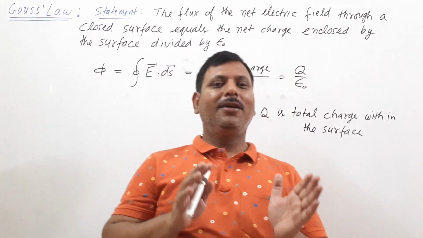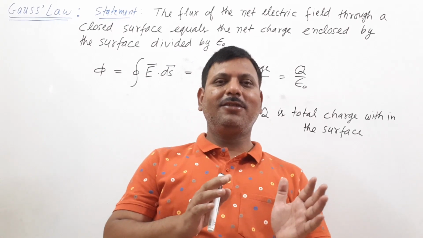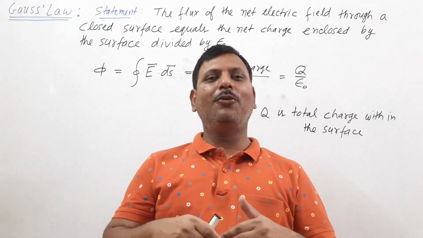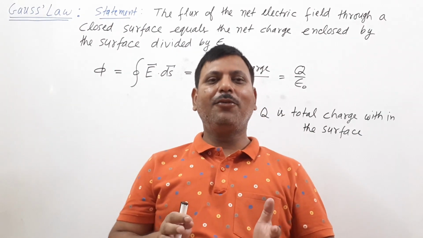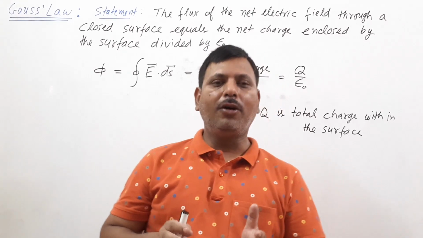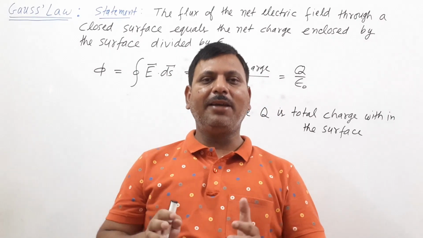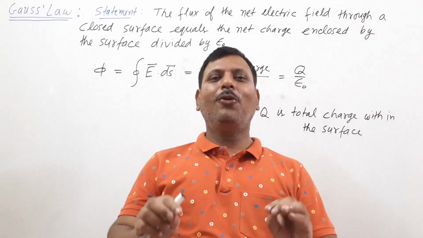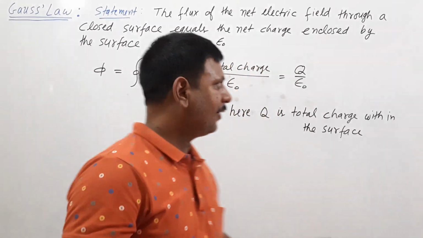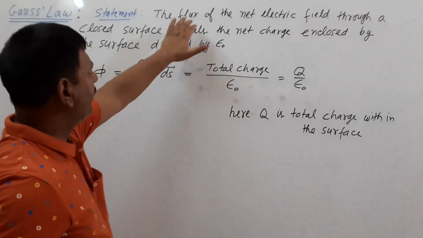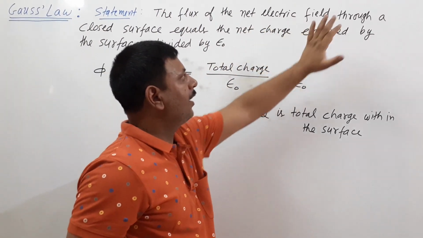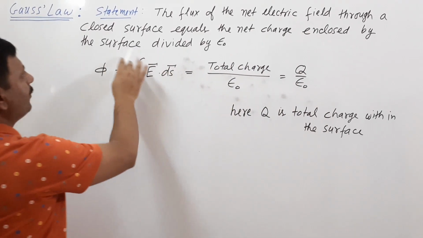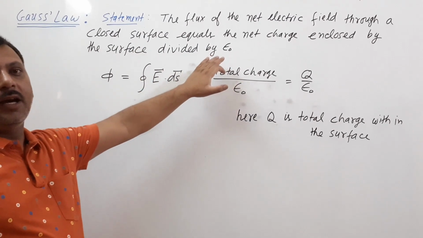What is Gauss law? Remember, the total flux due to electric field for a closed surface, that closed surface we know as Gaussian surface, is equal to 1 upon epsilon naught or 1 upon epsilon times total charge enclosed by that closed Gaussian surface. See here, Gauss theorem statement: the flux of net electric field through closed surface equals the net charge enclosed by the surface divided by epsilon naught.